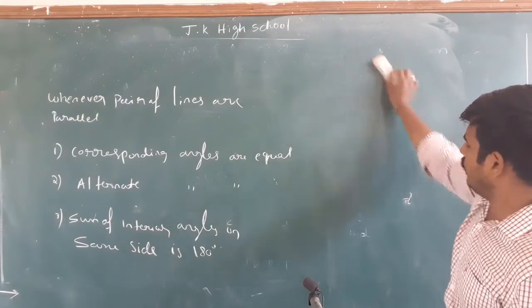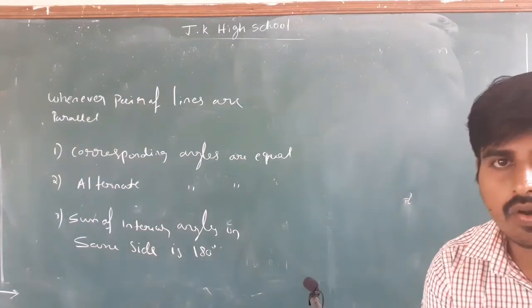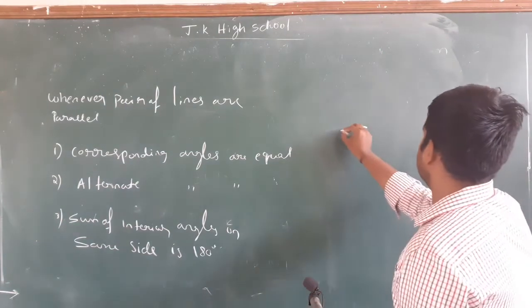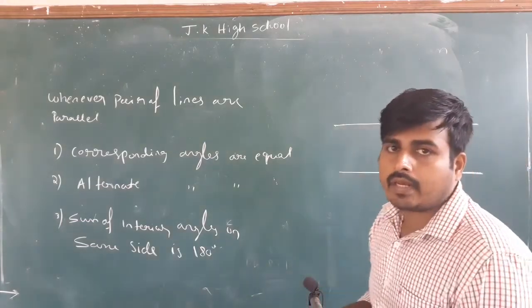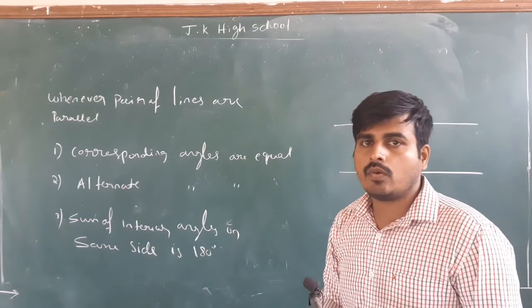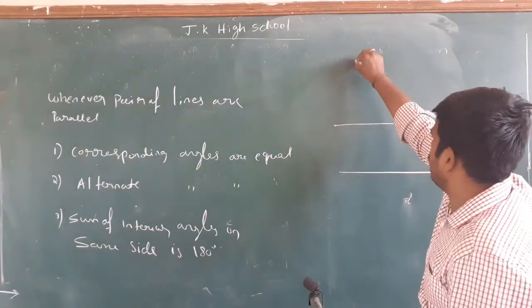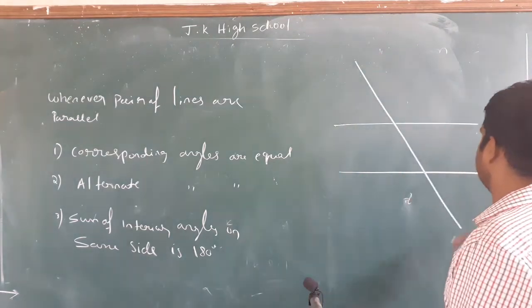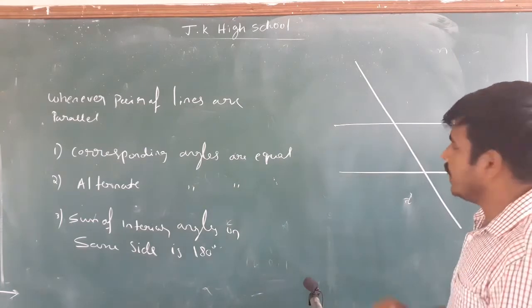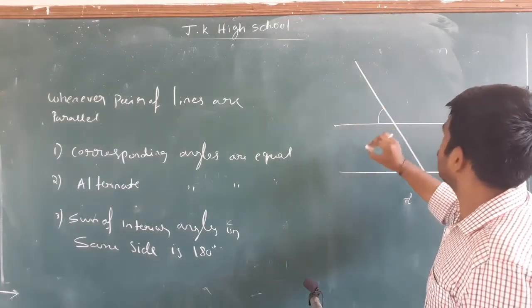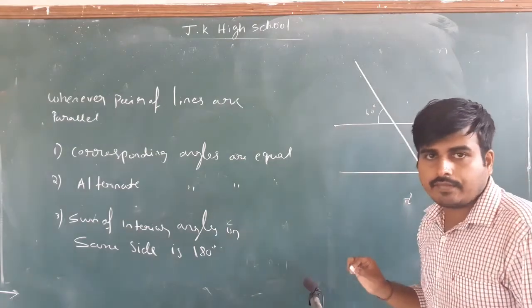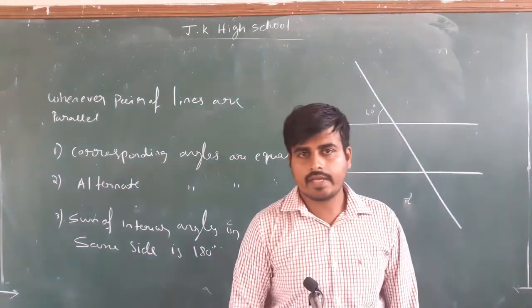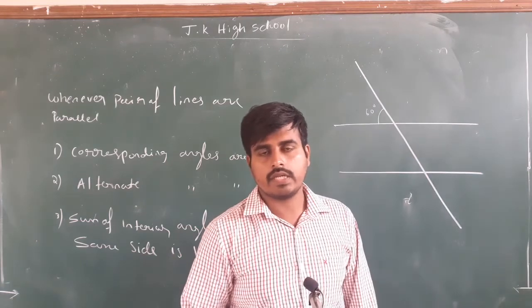How to calculate the remaining angles if you know one angle, I will show you how. Let's take a parallel pair of lines and draw one transversal line. This time I will draw the transversal line like this. And I know this is 60 degrees. I don't know any other angles. I want to find all the angles. How to calculate?